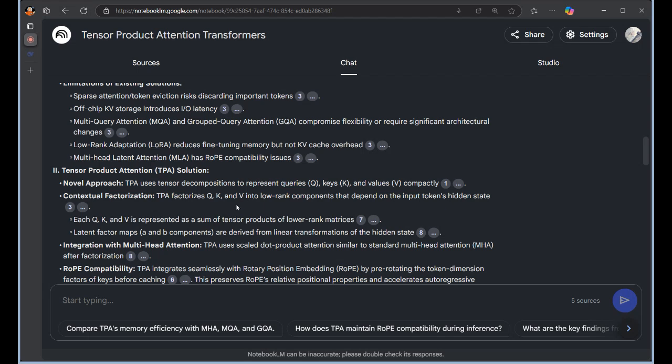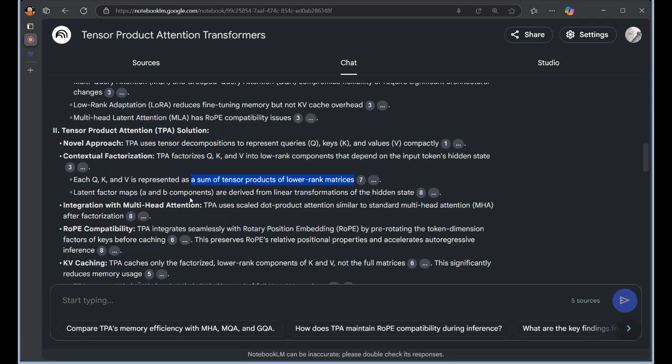Right. And it challenges the assumption that bigger is always better when it comes to LLMs. It's like finding a way to make a supercomputer run on a laptop. Exactly. It could democratize access to these powerful technologies, making them available to a wider range of users and applications. It could. But let's not get ahead of ourselves. TPA is still a relatively new development.